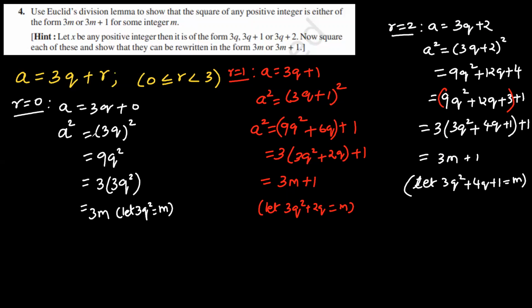So from these 3 parts, let this be the first equation, let this be the second equation, let this be the third equation. So from 1, 2 and 3, we have expressed that the square of any positive integer is a multiple of 3 or a multiple of 3 plus 1. Okay, so if you want to note down, pause the screen and note down. We'll move on to the next question.